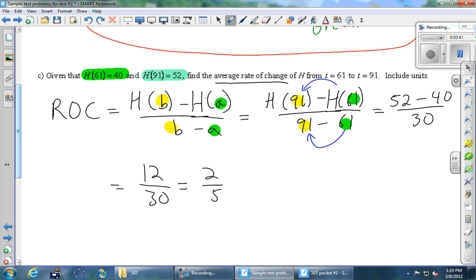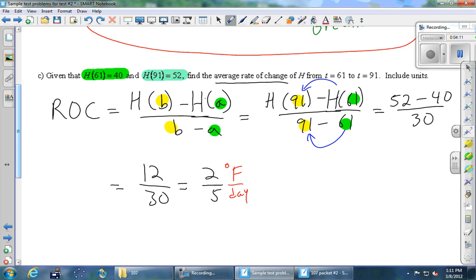And so we can include units on that right now. Remember, the units are just the h units divided by whatever units are downstairs. Those are t's. So the h units up above were degrees Fahrenheit. So this is 2 degrees Fahrenheit. And then the value downstairs was 91 minus 61. Those are both number of days. So that's 2 degrees Fahrenheit per 5 days.